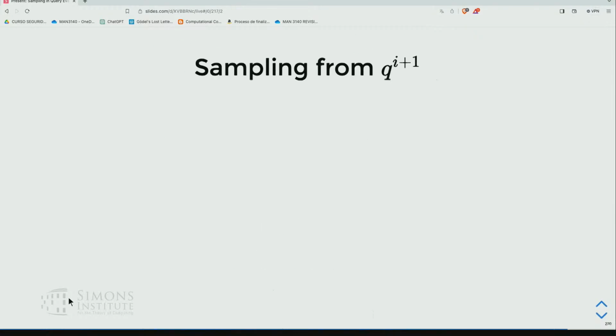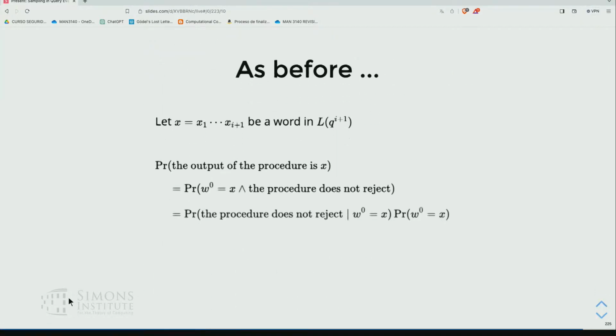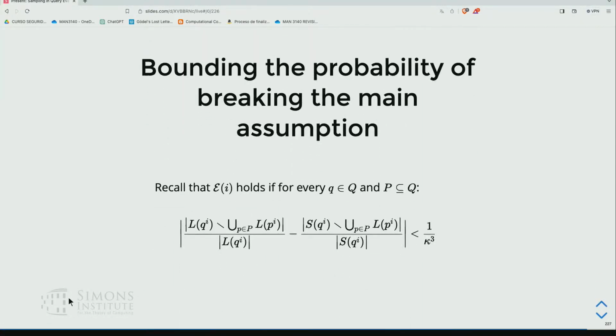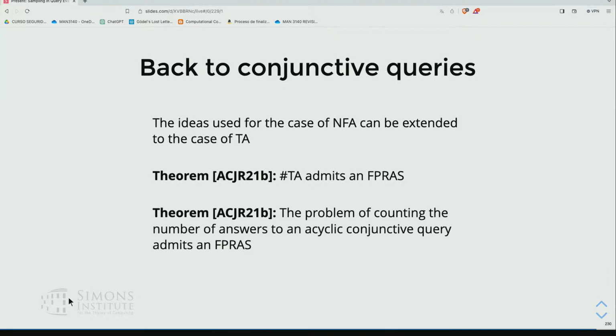Okay, so the final results. I was too ambitious, actually, but you keep asking and asking. So these are the two results that were mentioned: finally, that #TA admits a fully polynomial randomized approximation scheme, and that from there it's possible to conclude that you also have the same result for conjunctive queries. For acyclic conjunctive queries, this is very important.